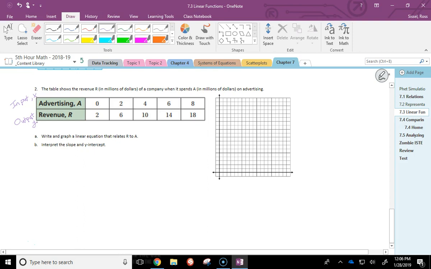Okay, I look at my input-output table. I do have a grid here, so I have two options. One, I know I'm going to have to write and graph the linear equation, so I'm going to have to graph this, and I have to rewrite it as y equals mx plus b. And remember, this equation, this line that I'm writing, is the relationship between A and R. And I have to identify what the slope and the y-intercept is.